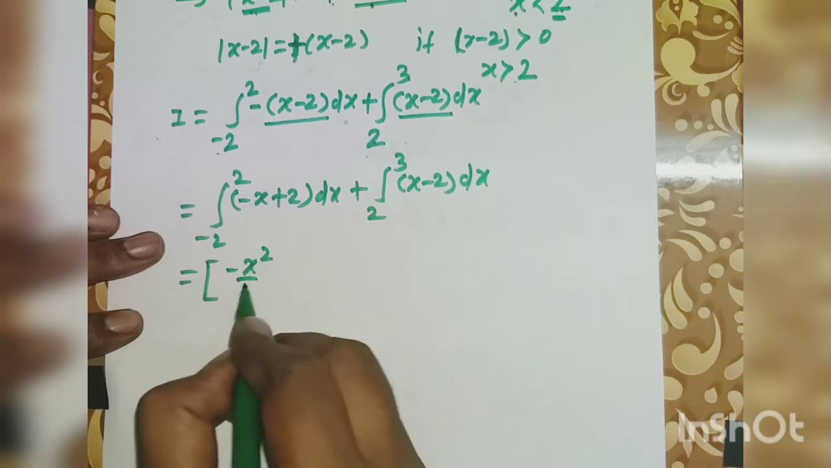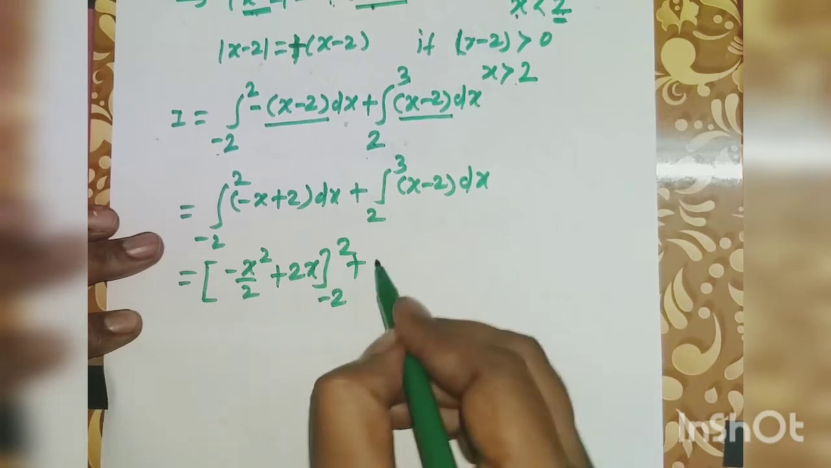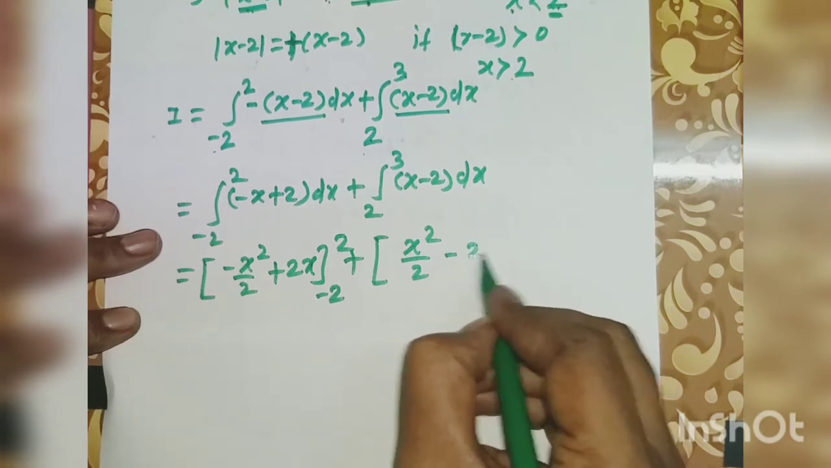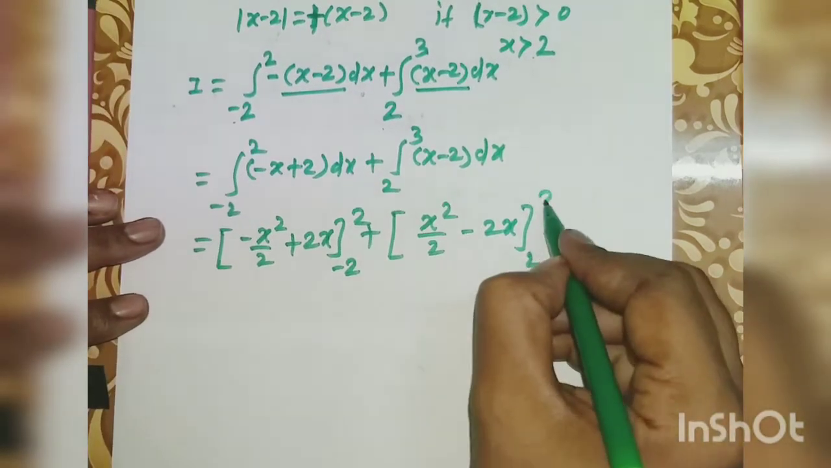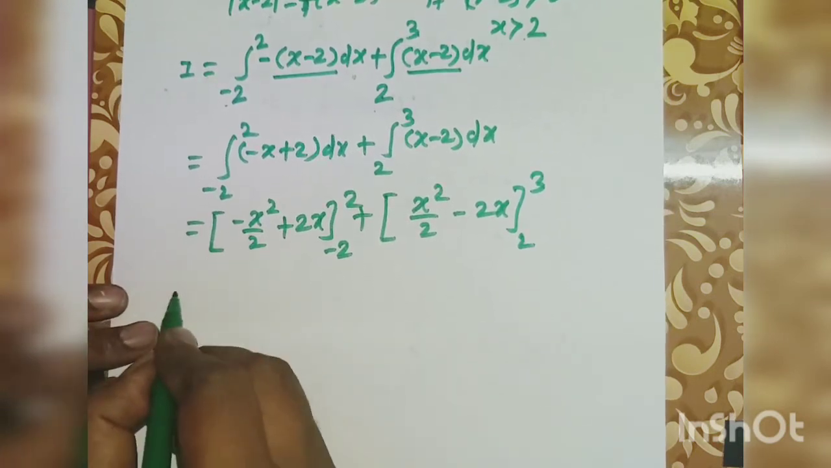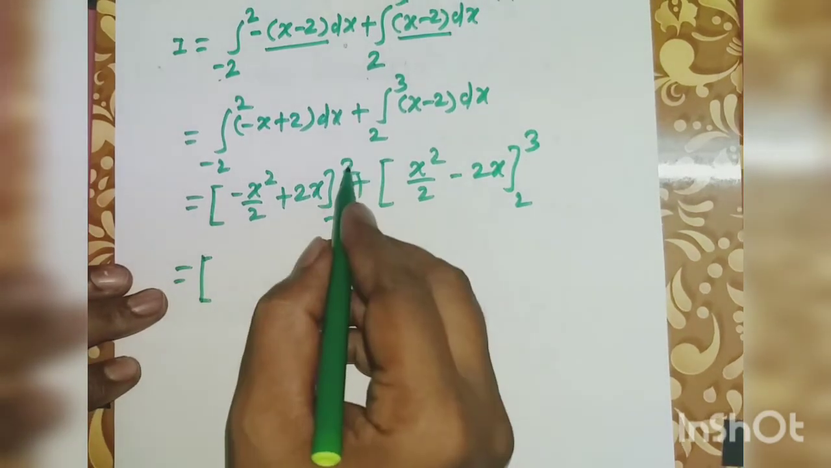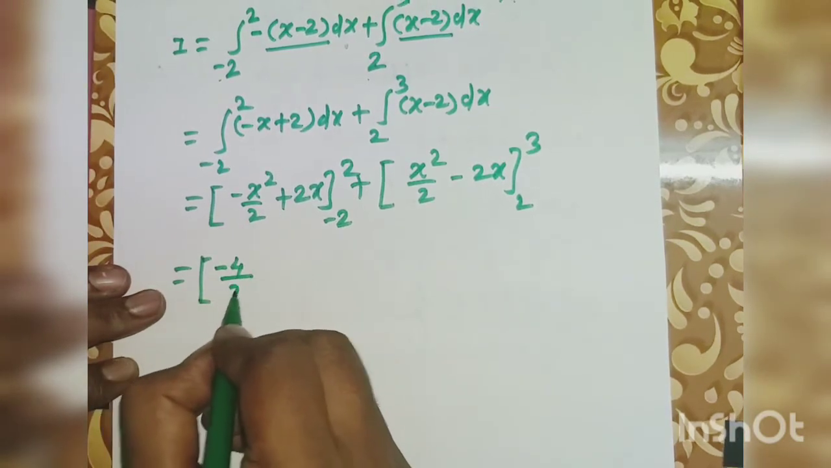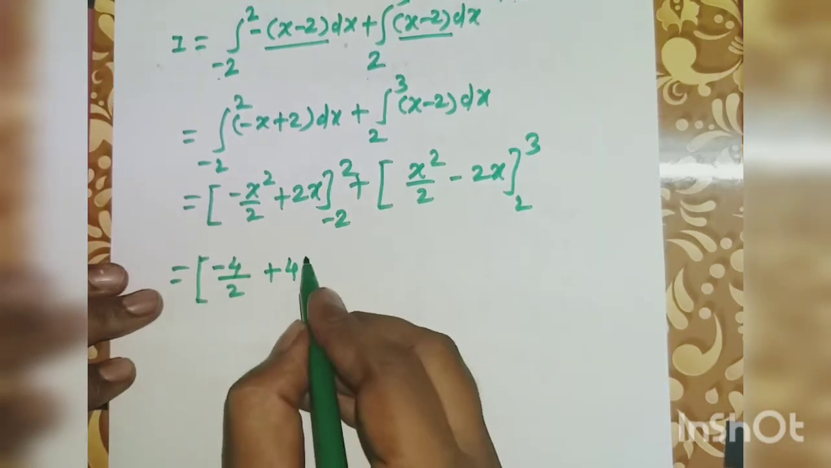Minus x square divided by 2 plus 2x, limit is minus 2 to 2, plus x square divided by 2 minus 2x, limit is 2 to 3. Now take upper limit minus lower limit by using fundamental principle. The upper limit is 2 square, that is minus 4 divided by 2, 2 into 2 is plus 4.